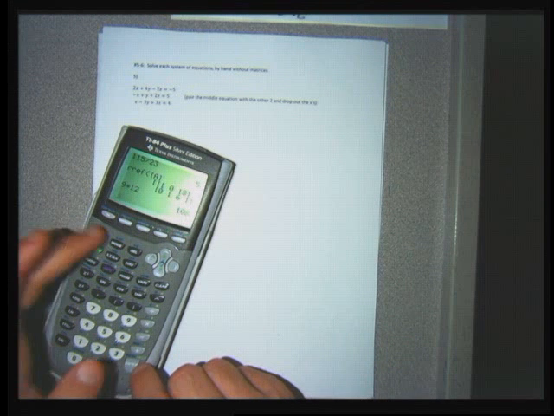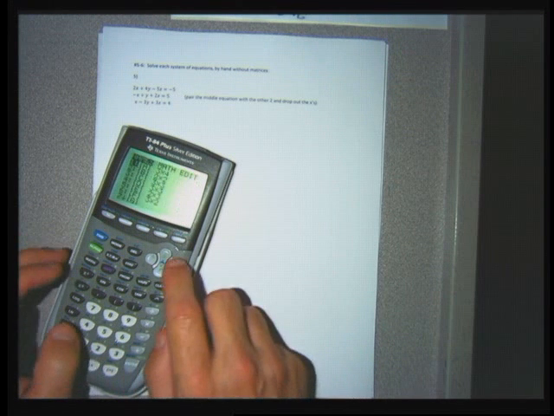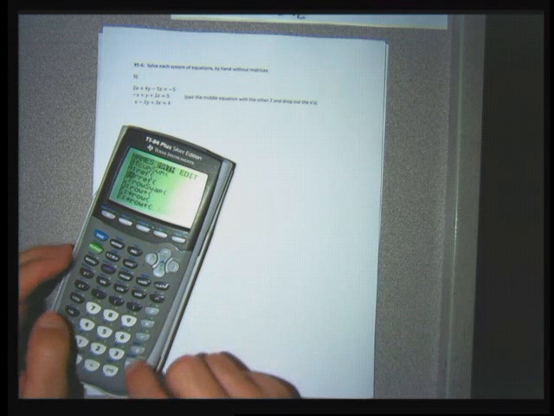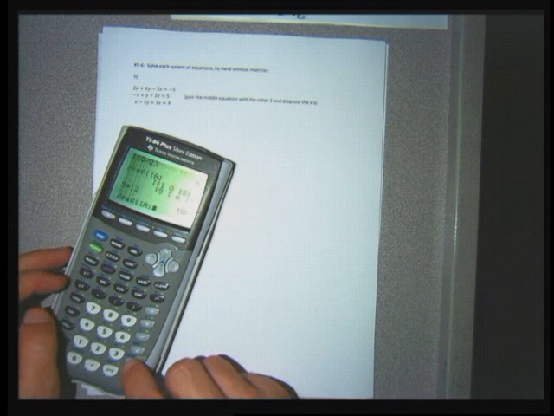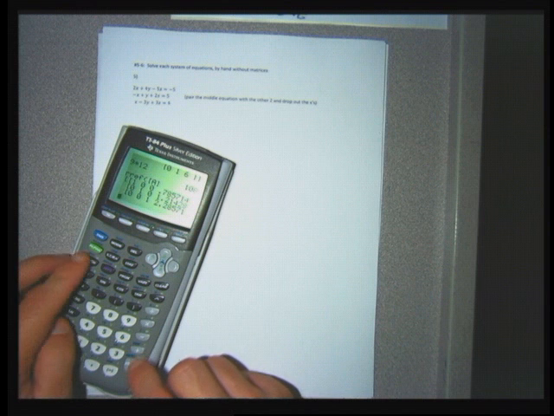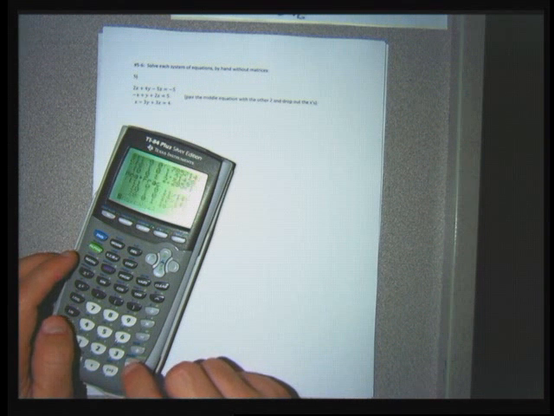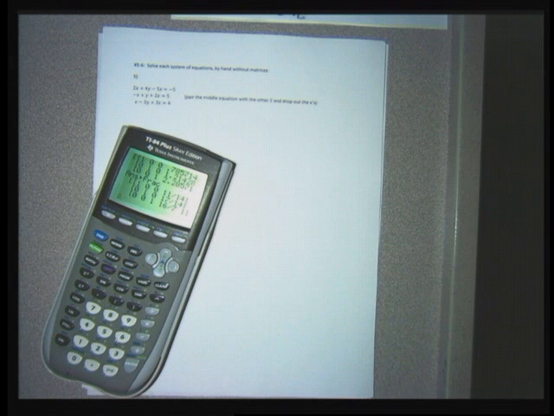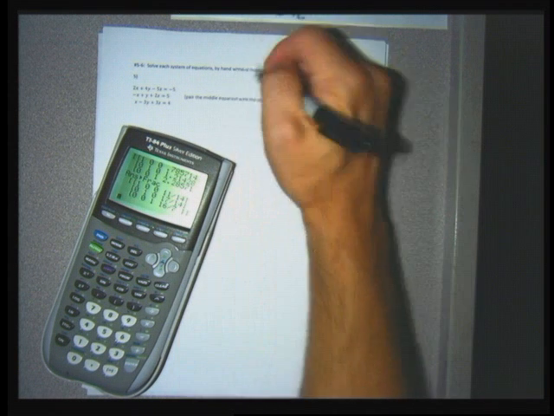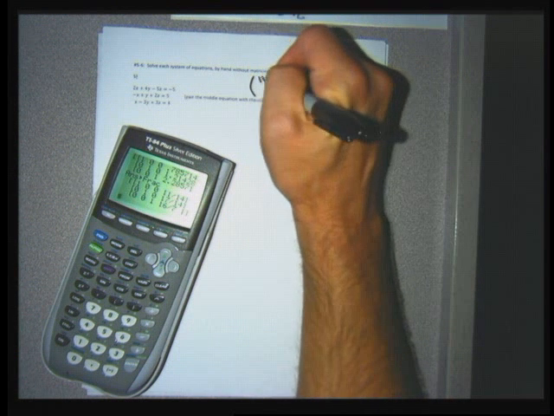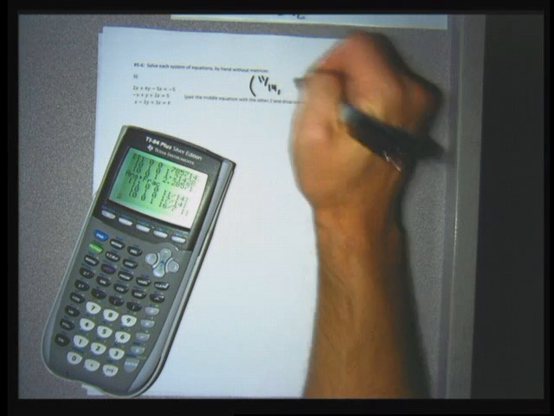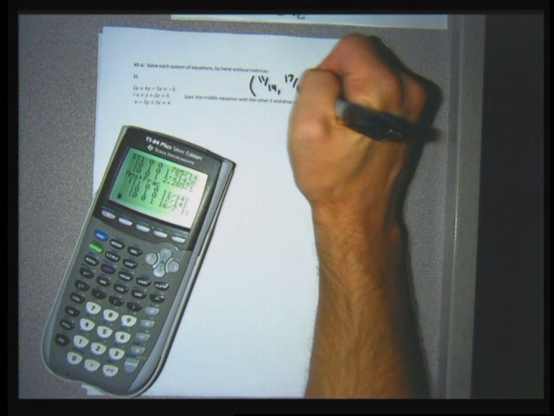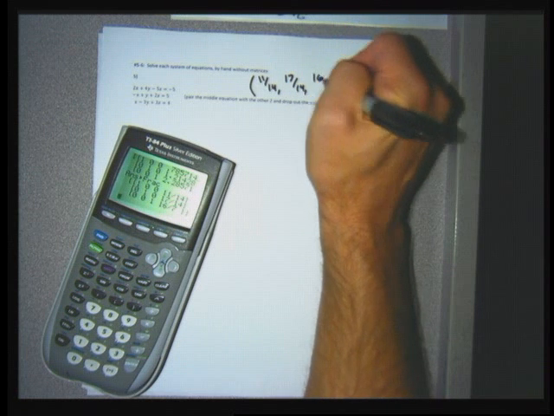Second quit, second matrix, math, RREF, second matrix, enter, enter. Oh, really? Math, enter, enter. Really undesirable answers, to say the least. Ugh, really didn't want that to happen, but it did. That's horrible. I think the answer is going to be 11 over 14, 17 over 14, 16 over 7.